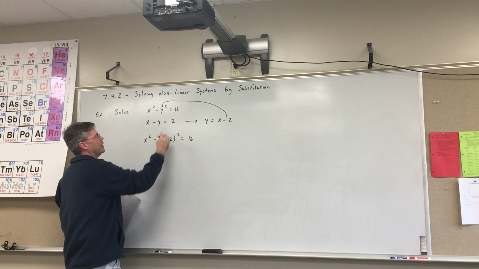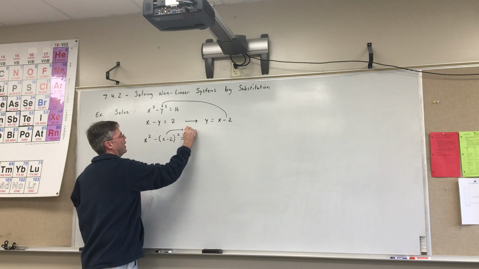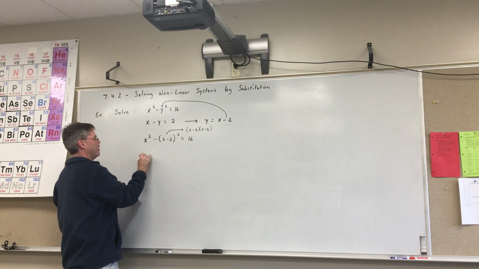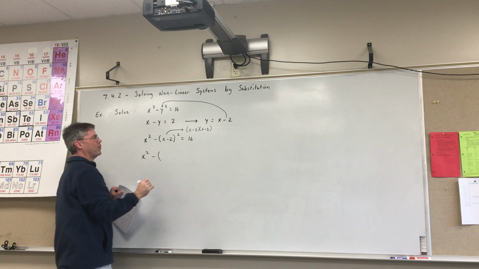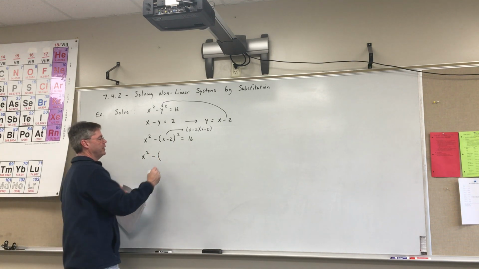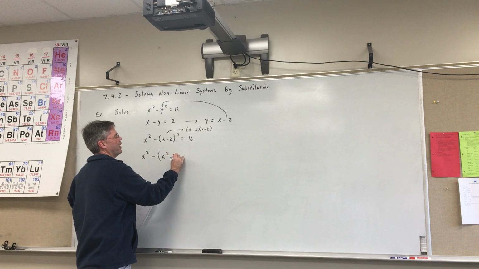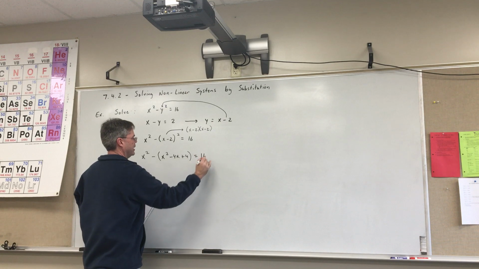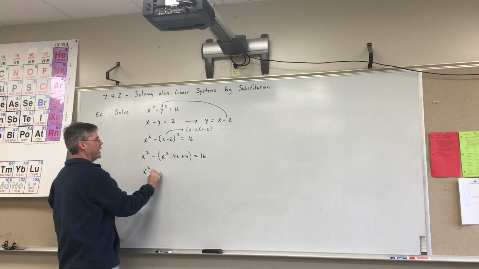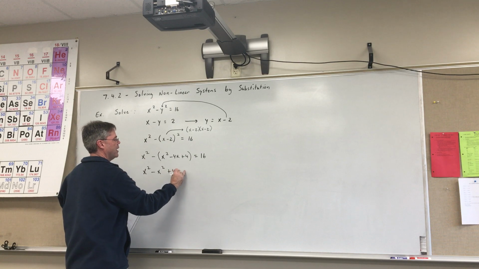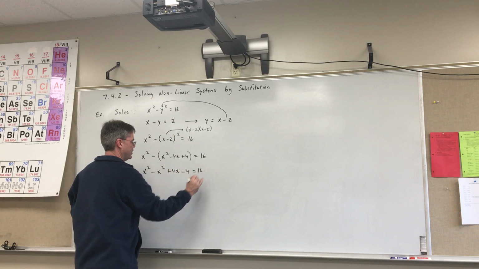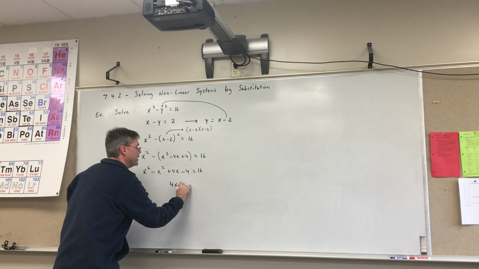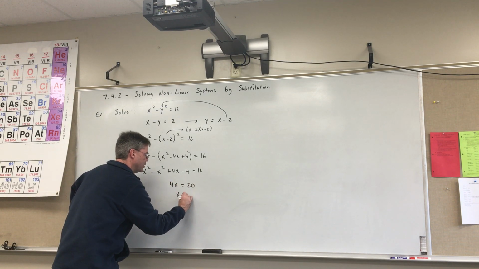And we're going to have to FOIL that out. So x minus 2 times x minus 2. So we'd have x squared minus, we're going to put a left parenthesis to make sure we distribute that negative sign, x squared minus 4x plus 4 when we FOIL that out, and that's equal to 16. So we have x squared minus x squared plus 4x minus 4 is equal to 16. The x squareds go away. We have 4x is equal to 20, x is equal to 5.